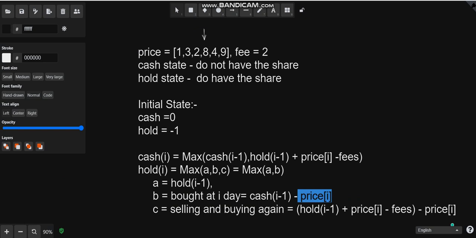The third condition is that we had sold it today itself, and again we bought it today. So basically, this is what we say, that we were holding that particular share one day before, then we sold it today. We incurred the fees as well. Then again we bought it on the same day.